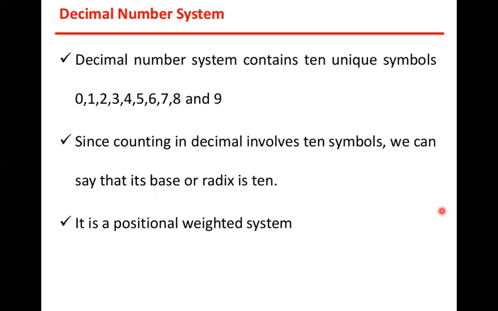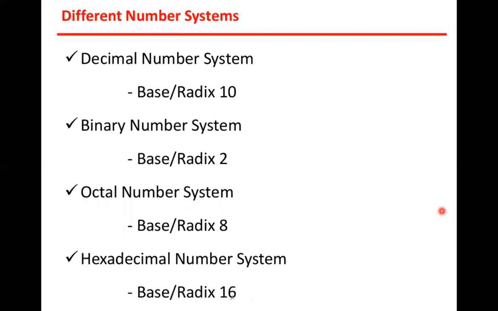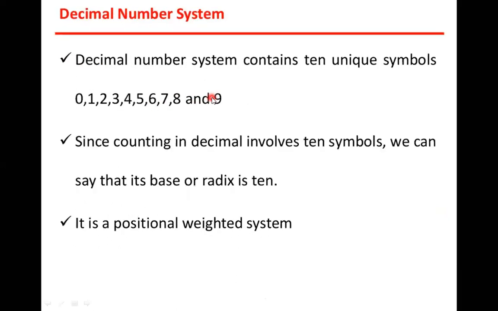Okay. Now let us understand the first number system, called the decimal number system. This one has a base of how much? It has a base of 10. So the decimal number system contains 10 unique symbols. And what are they? They are 0, 1, 2, 3, 4, 5, 6, 7, 8 and 9.